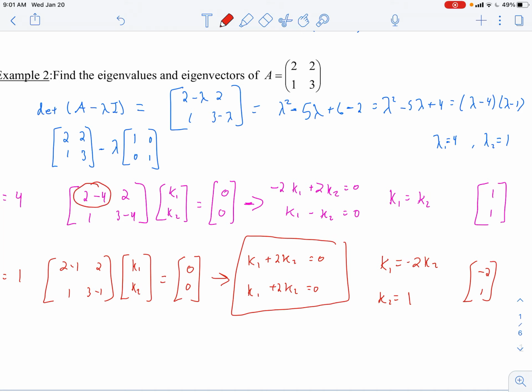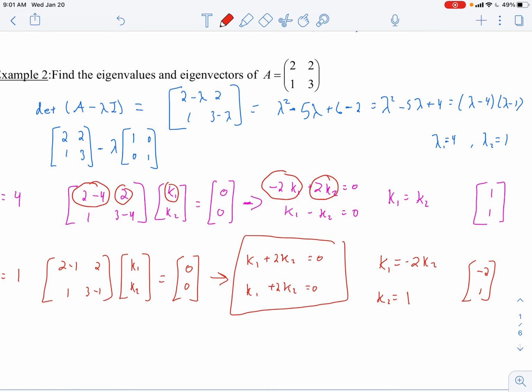So what's 2 minus 4? Well, that's negative 2. And then we just put the k sub 1 there. And then we have 2 there, so plus 2k sub 2. So that's our first equation. Our second equation is 1 times k sub 1, which is k sub 1. 3 minus 4, which is negative 1, so minus k sub 2. Set that equal to 0.